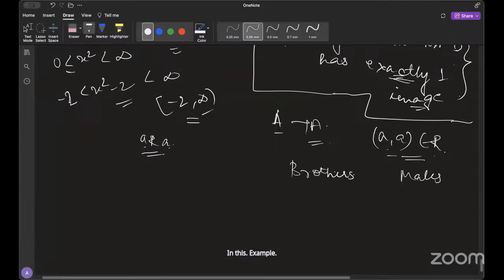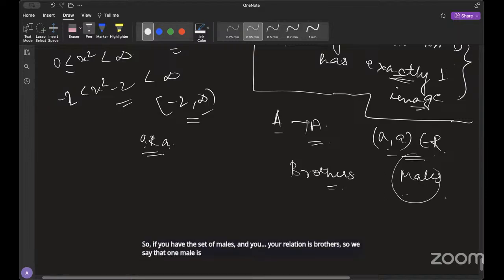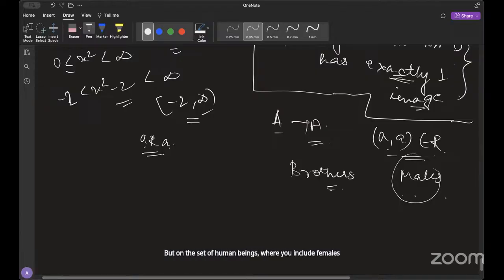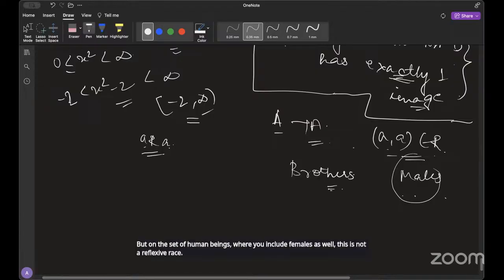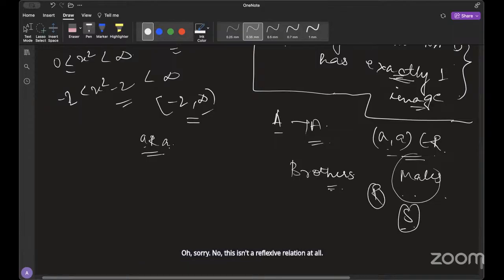Okay. Yes, ma'am. Thank you, ma'am. So if you have the set of males and your relation is brothers, we say that one male is related to the other male if they are brothers. Then this is the reflexive relation on the set of males. But on the set of human beings, where you include females as well, this is not a reflexive relation. Sorry. No, this isn't a reflexive relation at all. I was talking about the symmetric one. Let's just not take this example here.